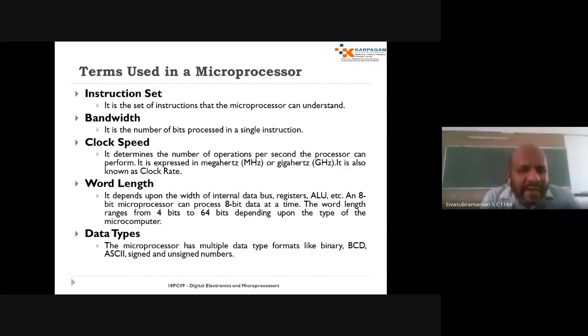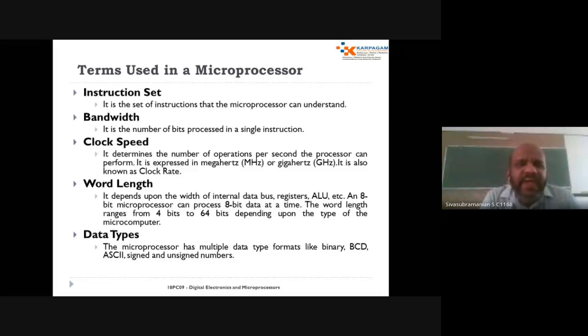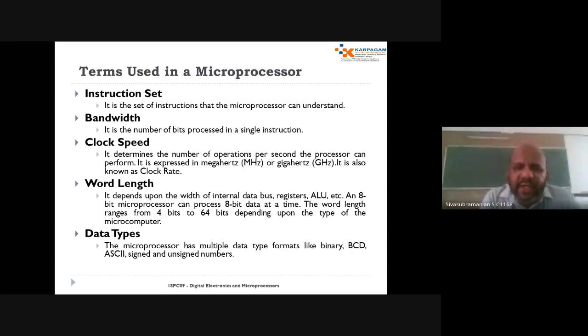Then there is bandwidth. Bandwidth talks about the number of bits processed in a single instruction, right? Then you talk about clock speed. Clock speed speaks about how many operations can be performed by the processor per second. That is determined by the clock speed, and it is basically expressed in megahertz or gigahertz. Sometimes it is also called clock rate, but commercially we use the term clock speed only, right? Then you have two other terminologies, word length and data type.